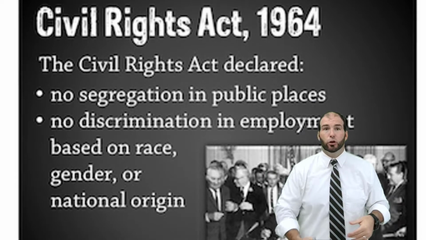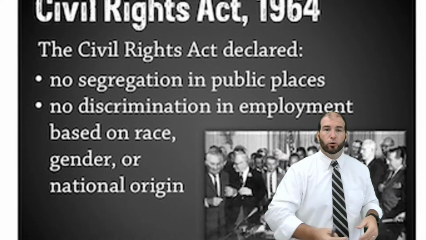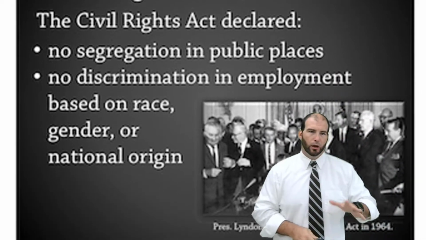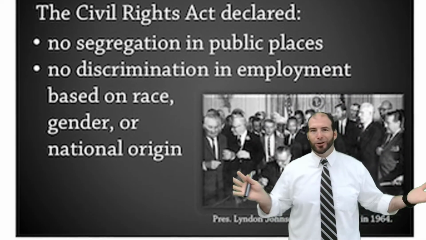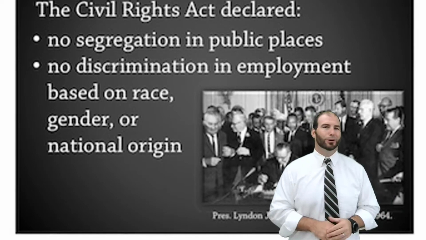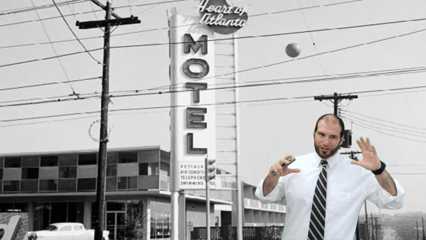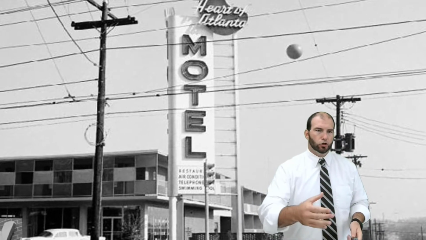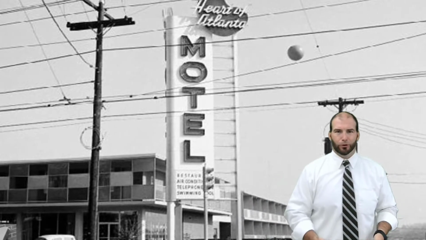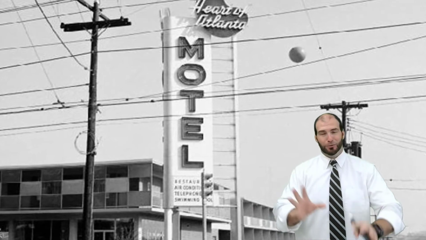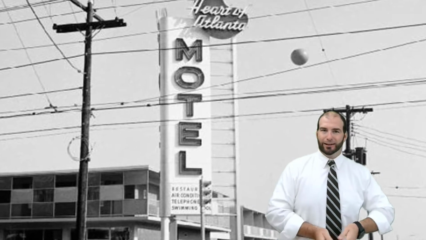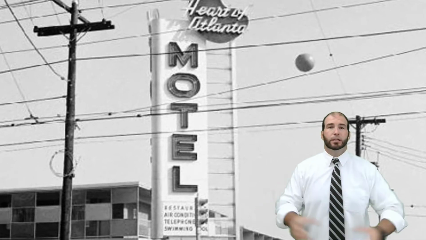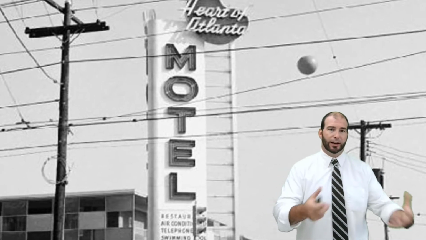It says there is no segregation in public places, no discrimination in employment based on race, gender, or national origin. All right. So, hey, overdone with, right? Well, that brings us to our Supreme Court case, which is the Heart of Atlanta Motel versus the United States. The Heart of Atlanta Motel, I know this might seem crazy to you, is in the heart of Atlanta. It is a segregated hotel.